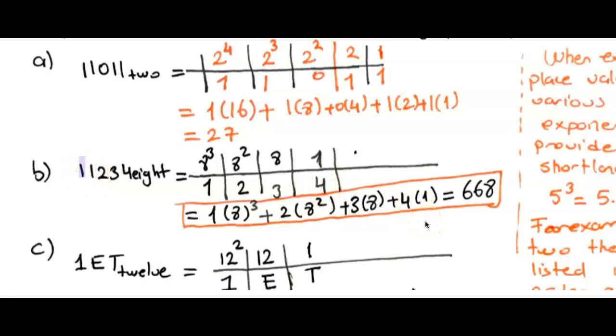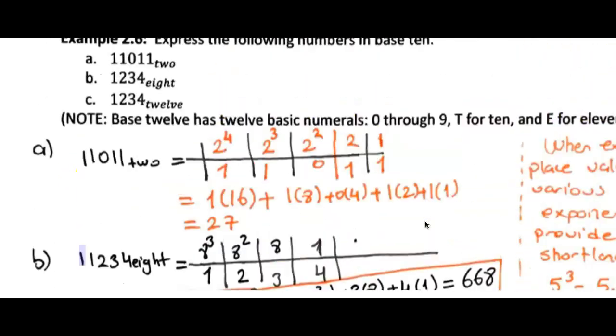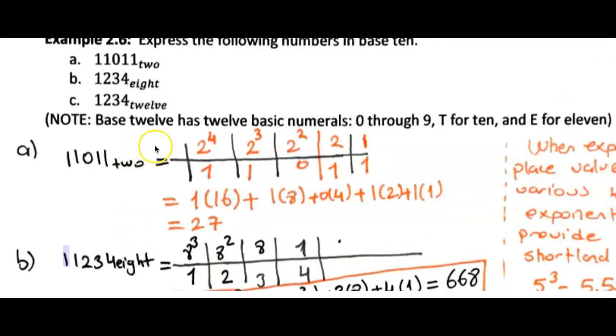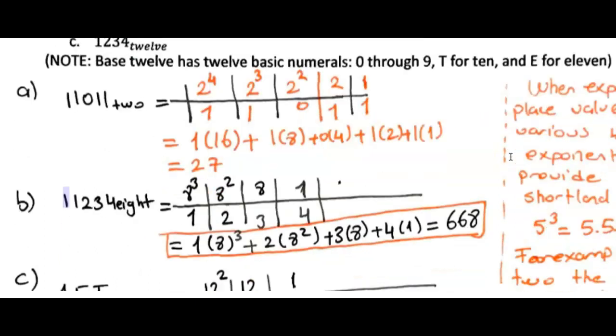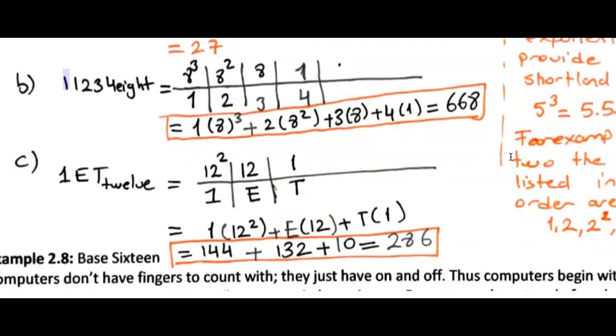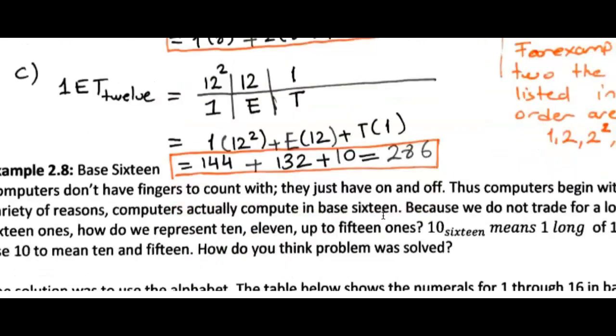And then in base 12, it's a little bit different because we have a note right now. I put a note here. Base 12 has 12 basic numerals, 0 through 9, T for 10, E for 11, okay? And then that's how it works. I wanted you guys to read that. And then base 16 is the same way.